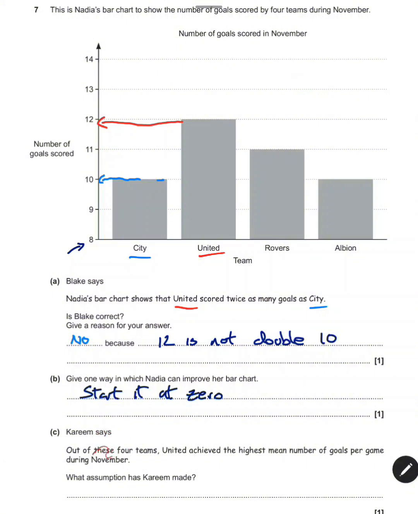And then part C, Kareem says, out of these 4 teams, United achieved the highest mean number of goals per game during November. What assumption has Kareem made? Well, mean is about goals scored divided by how many games they've played. So if they all play the same amount of games, then Kareem is correct, and that must be the assumption that Kareem's making. So the assumption is that they all played the same number of games.